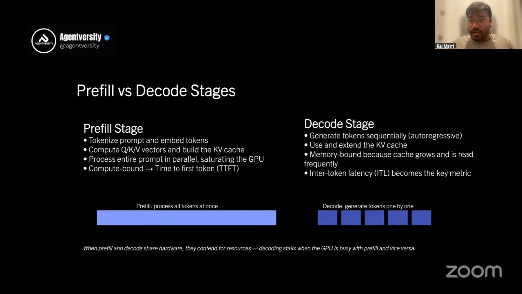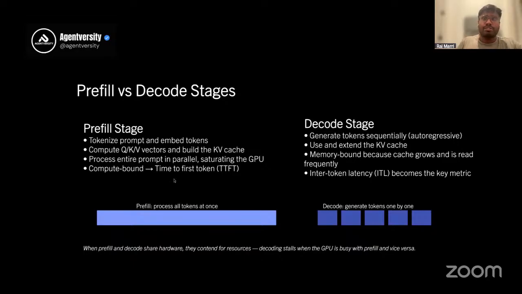So whenever you're chatting with an LLM, now you know exactly what's going on. When you give your question, you just dump your question into ChatGPT. Now it's the prefill stage that's going on. And once the prefill stage is done, next comes the decode stage, where it starts generating tokens sequentially in an autoregressive fashion, and it's memory bound.